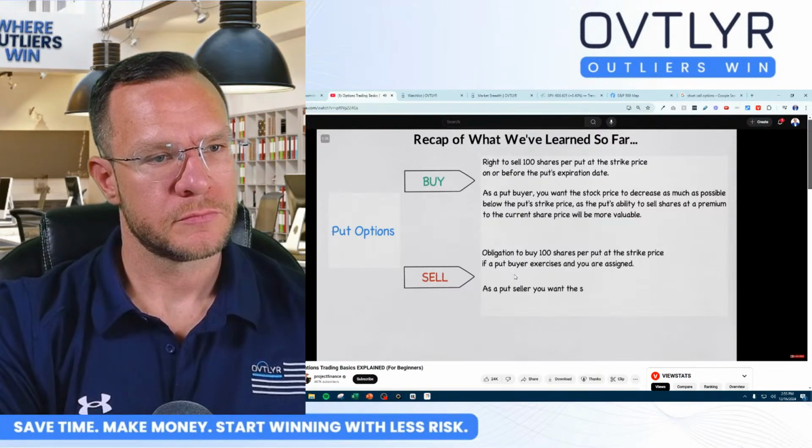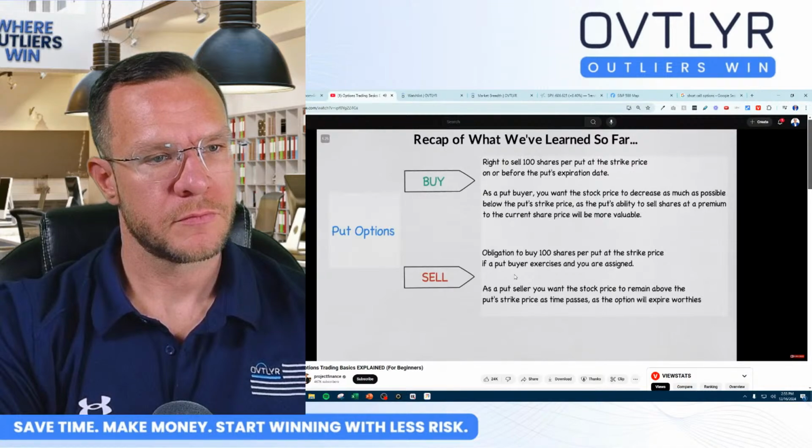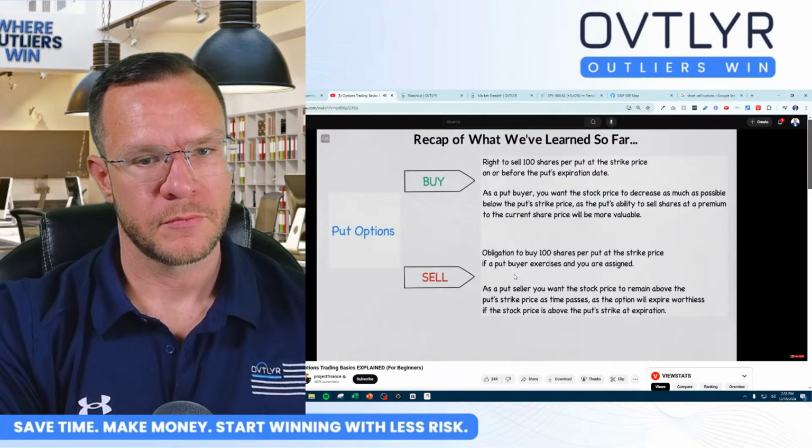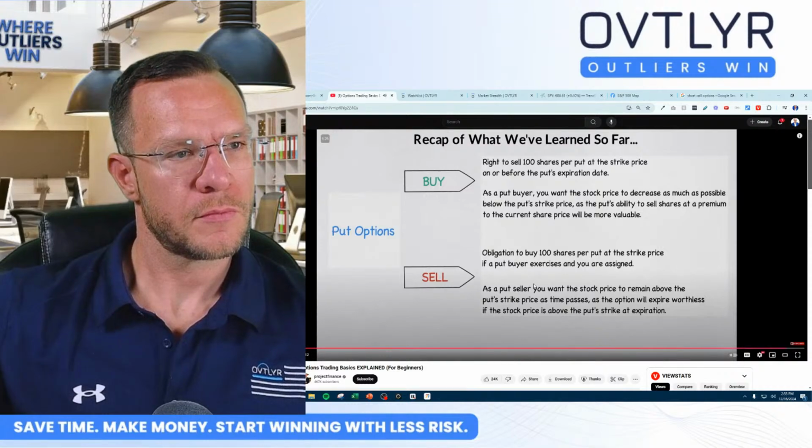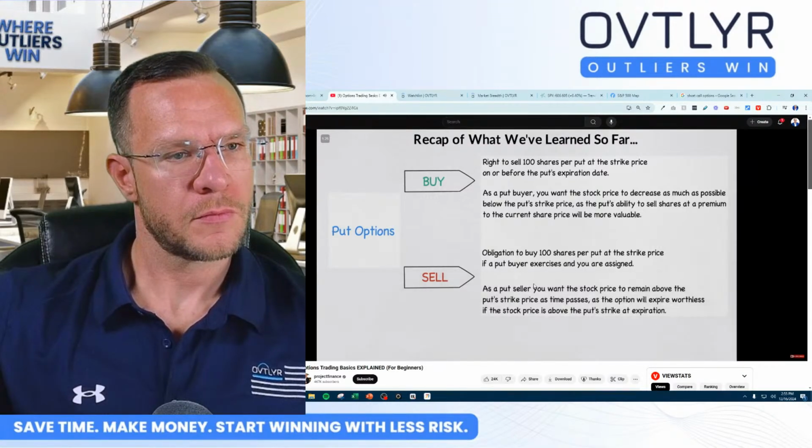Now, lastly, as a put seller, you want the stock price to remain above the put strike price as time passes, as the option will expire worthless if that stock price is above the put strike price at expiration. And if that's the case, then you will keep 100% of the option premium collected for selling that put option.